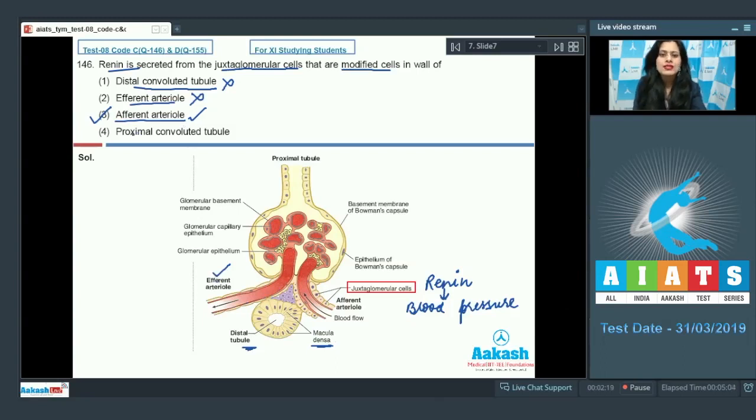And the last option is proximal convoluted tubule, and this is also an incorrect option. As you can see here, proximal convoluted tubule is here and it has no role to play in the secretion of renin. So the correct answer to this question is option number 3. Let's proceed to the next question.